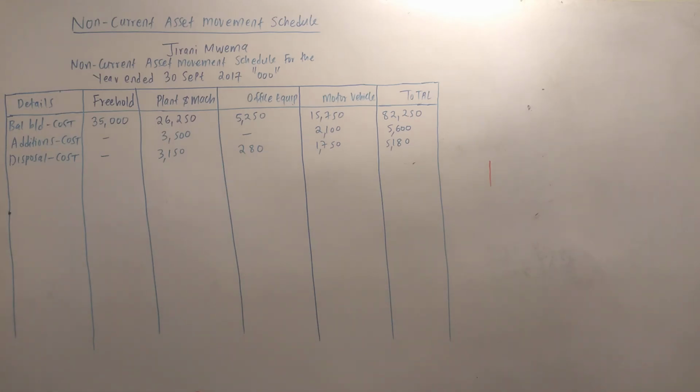I don't think there's any other thing. There was no reclassification, so you can check if there was a reclassification, but we do not have. Then we put balance carried down at cost.